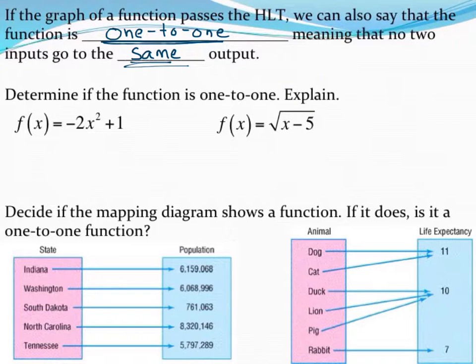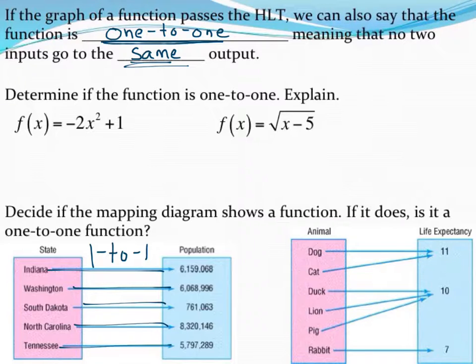Sometimes it's easier to see this visually, so if you look down at these two mapping diagrams at the bottom of the screen, it's easy to see, I think, which one's one-to-one. The first one would represent a one-to-one function because every single input goes to its own output. Nothing is paired up to the same output.